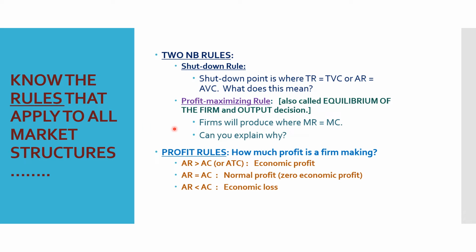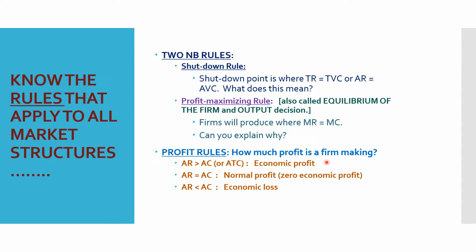Your profit maximizing is also known as equilibrium and output decision of the firm, and this is where marginal revenue is equal to marginal cost. There'll be more on this later as well. Your profit rules, here you have to look at average revenue and average cost. Now, what is really important here is to understand that you've got three different situations.